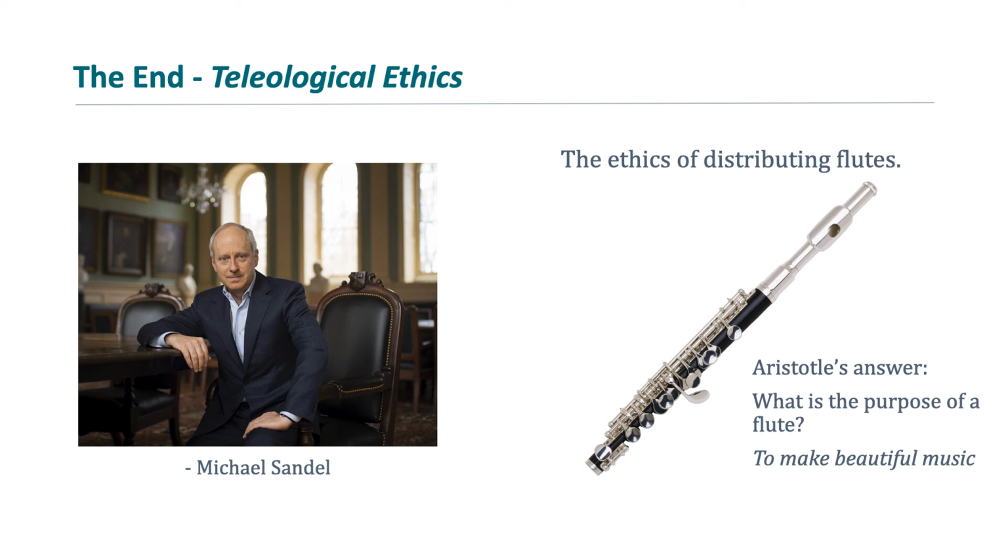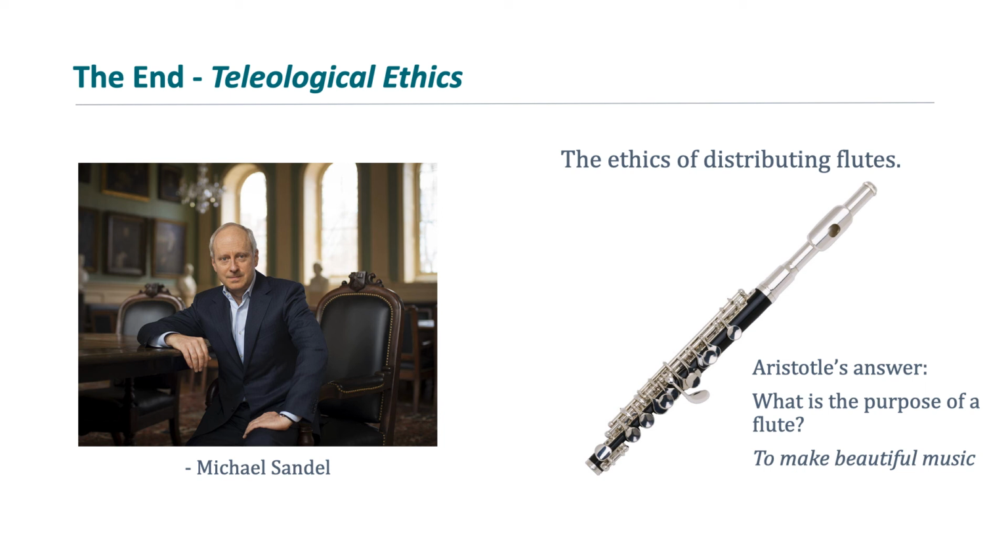Aristotle would ask a further question: what is the purpose of a flute? And he would argue that before you can answer the question, how should we distribute flutes, we have to talk about the end, the purpose, the goal of what a thing is made for. And so if the answer to that question is the goal of a flute is to make beautiful music, then Aristotle would say, then we want to give the flutes to the best flute players. Not because it will make the most amount of people happy, but because that's what a flute is for. It's for making beautiful music.